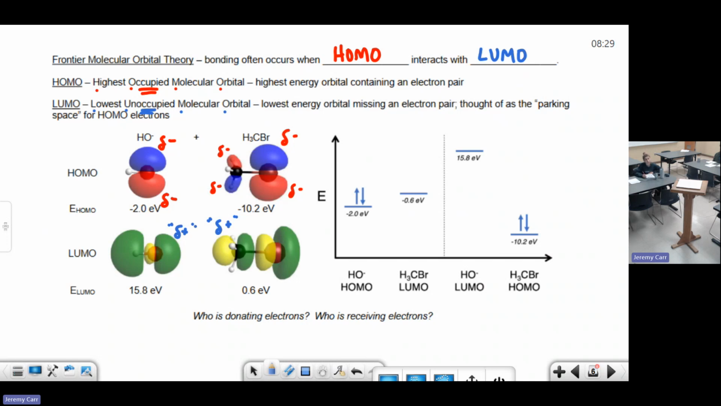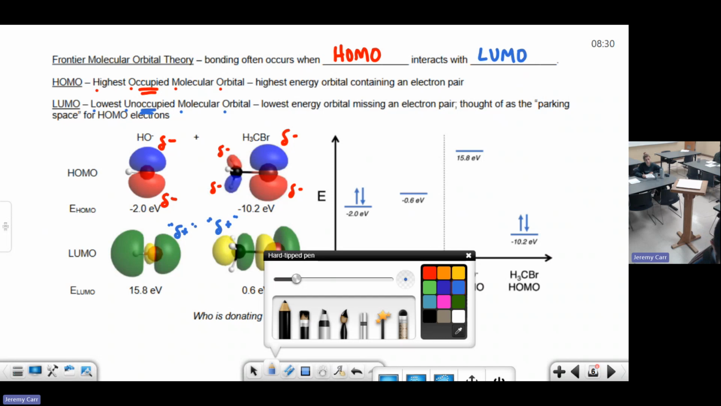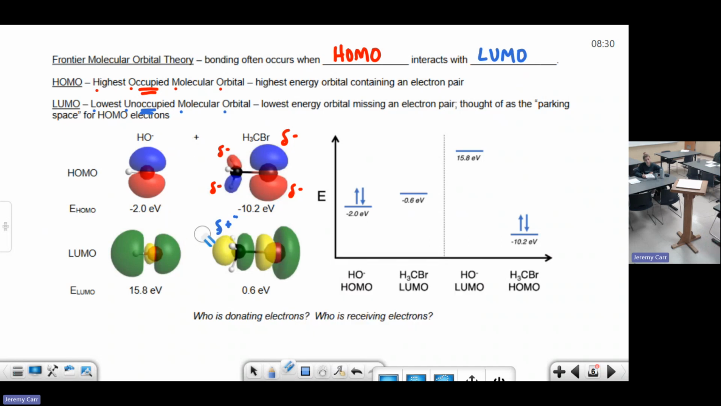Okay, so what do we use this information for? That's cool that you can model out these pretty balloon-looking shapes, but who cares, right? Well, let's look at a couple different combinations of these, because this is really what frontier orbital theory is about. How does the HOMO interact with the LUMO? So we're going to look at our first example. Let me go ahead and wipe some of this out here.